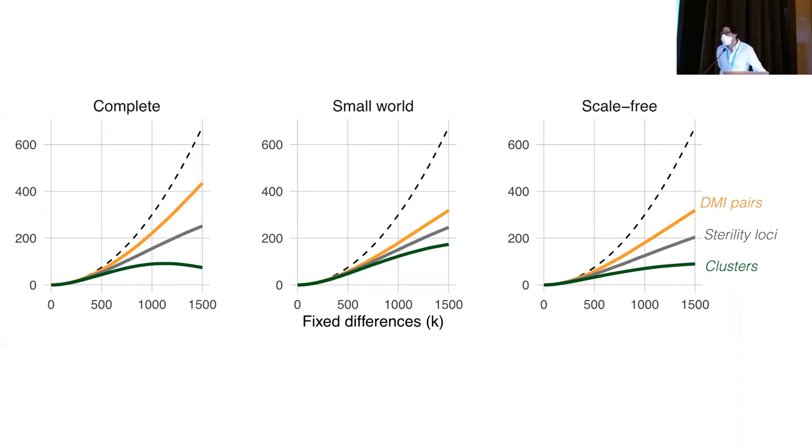I have a quick question. You showed that we get bigger clusters in scale-free networks. Have you looked at the topology of the clusters themselves? Sorry, can you repeat the question? Have you looked at the topology of the bigger clusters in scale-free networks themselves? So what is the topology?